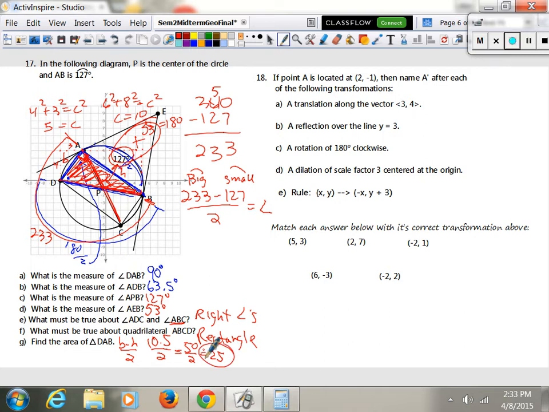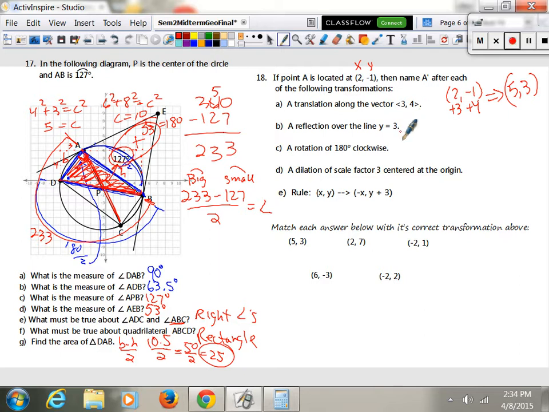Let's see. 18. This is my x. This is my y. I want to translate it along the vector 3, 4. So 2, -1, you're going to add 3 and add 4. And you're going to get 5 and 3. Adding 3 is a positive 3. You're adding 4, that's a positive 4.